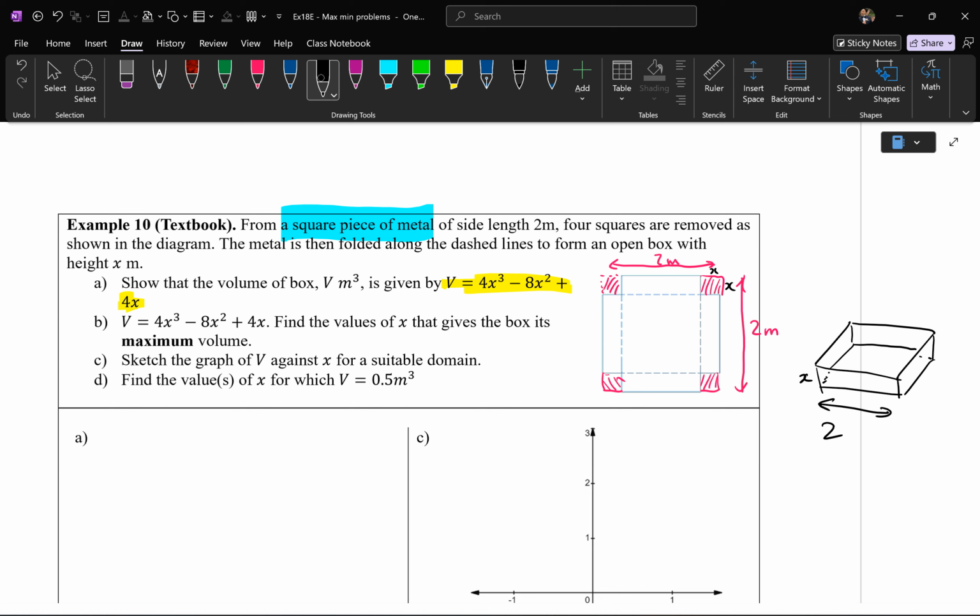Very good. So most students say 2 minus x, but it's not just x. There's 2 of them. You're removing 2x lengths there. So there's 2x lengths here. It's 2 minus 2x. There's my length here. And that also means this must be 2 minus 2x as well.